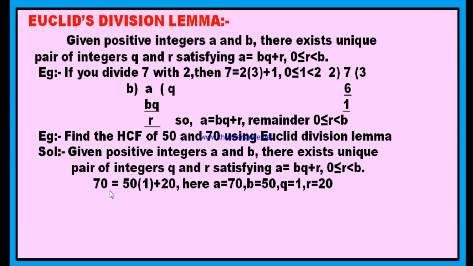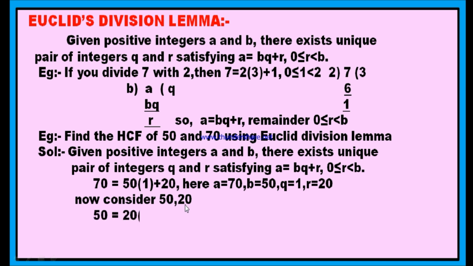Here a is equal to 70, b is equal to 50 and q, the coefficient, is 1 and the remainder is 20. Here the remainder is not 0. We have to do this same division rule till you get the remainder 0. Now in the first case you took 70 and 50. And in the next case, we have to consider the divisor and the remainder in all the steps. Now you consider 50 and 20. Out of 50 and 20, 50 is greater than 20. Therefore, divide 50 with 20.